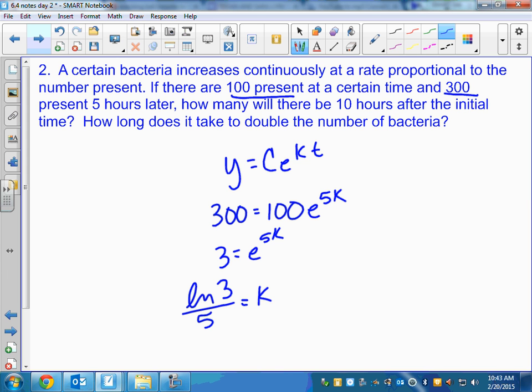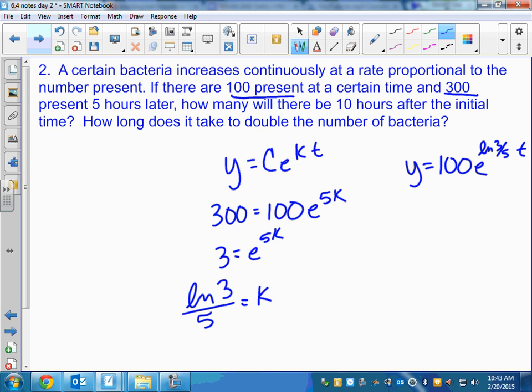And if you know k, then you can find all this stuff, right? Like how many will there be 10 hours after that initial time? They never really say 100 is the initial amount, but they say after the initial time they gave us earlier. And so we have this lovely equation, y equals 100 e to the kt. This one's not such a bad k. I'm going to write that as ln of 3 divided by 5 t.